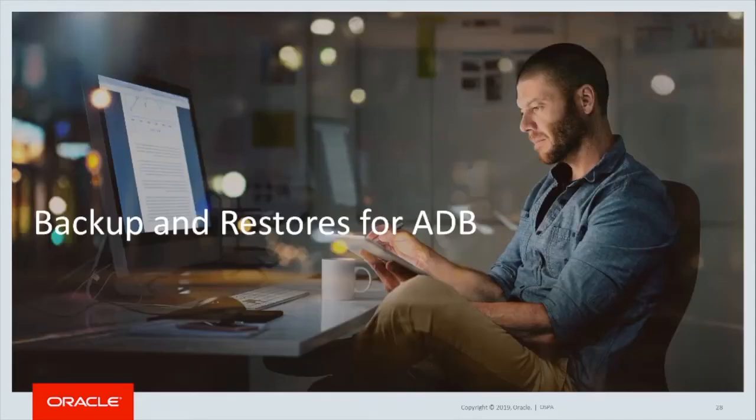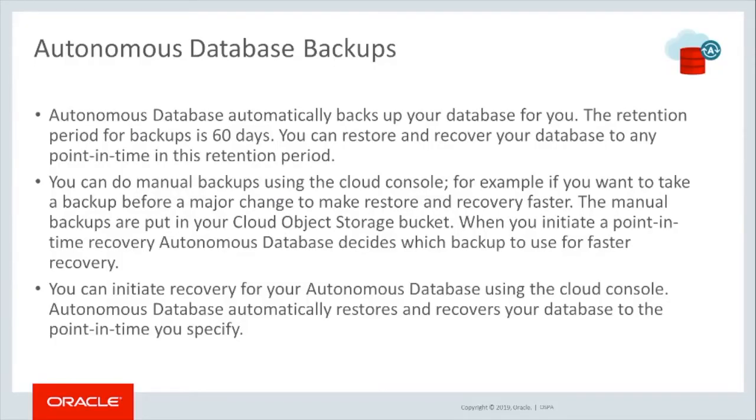Now let's look at backup and restores for Autonomous Database. Autonomous Database automatically backs up your database for you. The retention period for backups is 60 days. You can restore and recover your database to any point in time in this retention period. You can do manual backups using the Cloud Console, for example, if you want to take a backup before a major change to make restore and recovery faster. The manual backups are put in your Cloud Object Storage bucket. When you initiate a point-in-time recovery, Autonomous Database decides which backup to use for faster recovery.